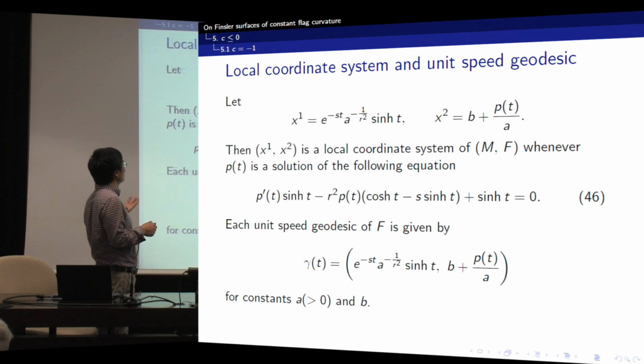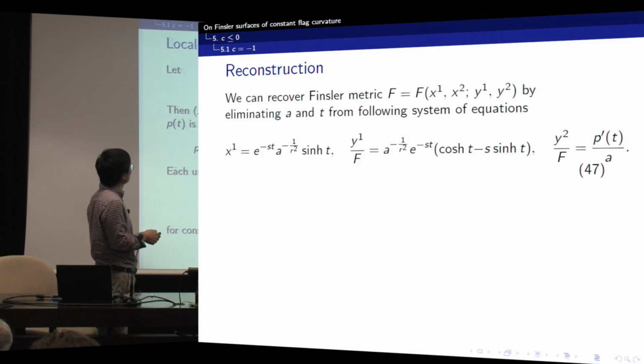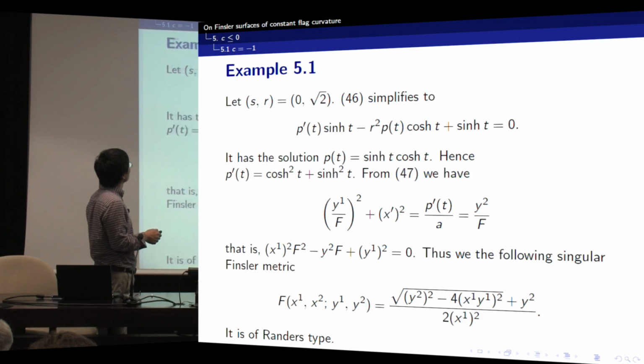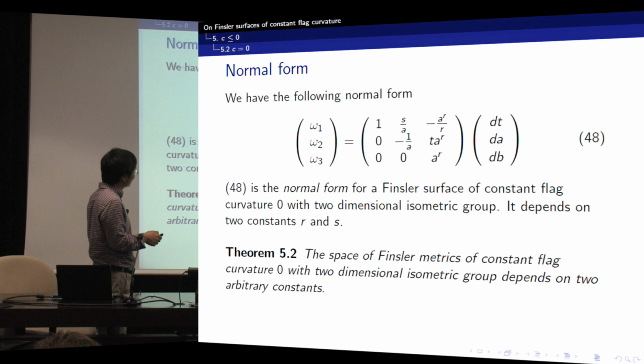Two constants. One is r, and another one is s. This is the reconstruction, similar to before. We can give an example. Suppose r is equal to 0, s equal to 0, r equals square root 2. Also, we can find the ordinary differential equation. Solve this equation, we can reconstruct the Finsler metric, which has constant flag curvature -1 and a 2-dimensional isometric group.